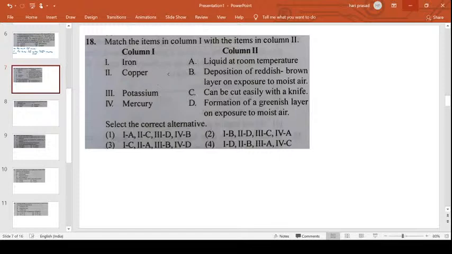Here matching is the question. In this case, the first one is iron. This iron undergoes this, iron with acidified moisture.